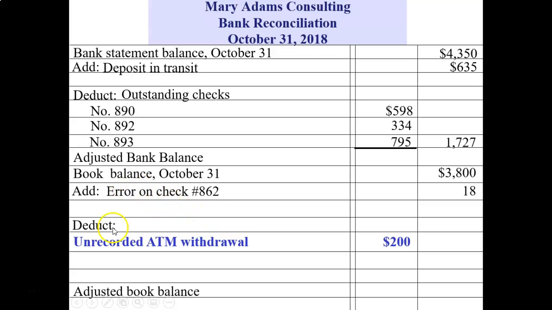So here we are on the book side, just down at the bottom. We're in the deduct section. We put unrecorded ATM withdrawal, $200.